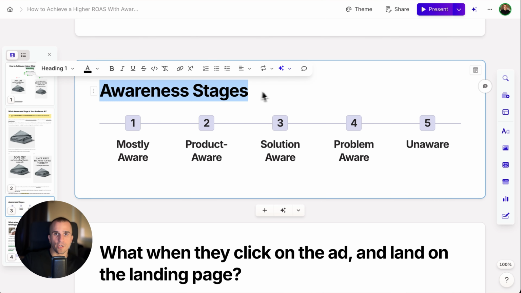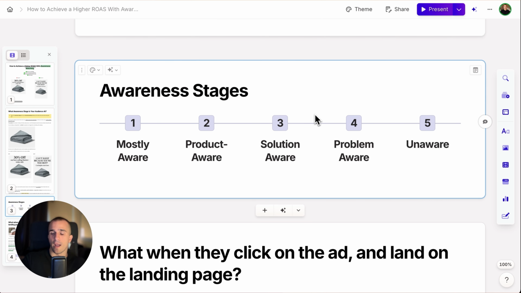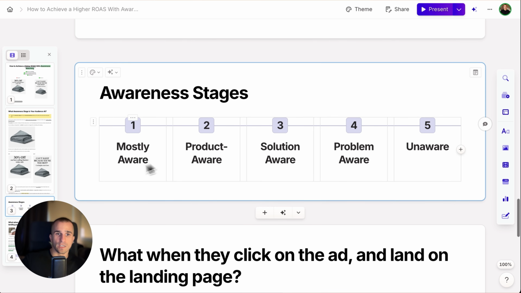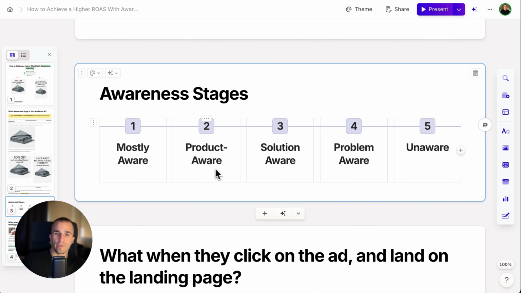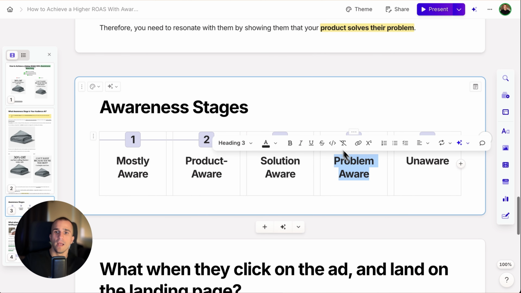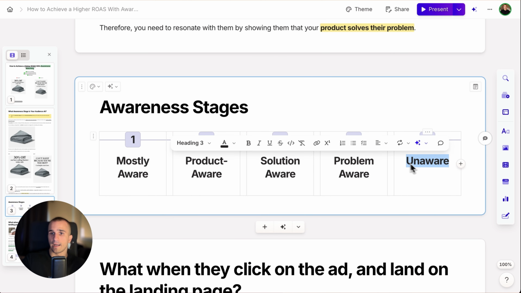So the awareness stages that are defined by Schwartz. I'm not sure if I'm spelling his name right, but this is from his book, Breakthrough Advertising, and I highly recommend you read it. According to his book, there are 5 different stages when it comes to awareness. The first one is the most aware, then we have the product aware, then solution aware, then problem aware, which is the one that I have described above, and then we have completely unaware.